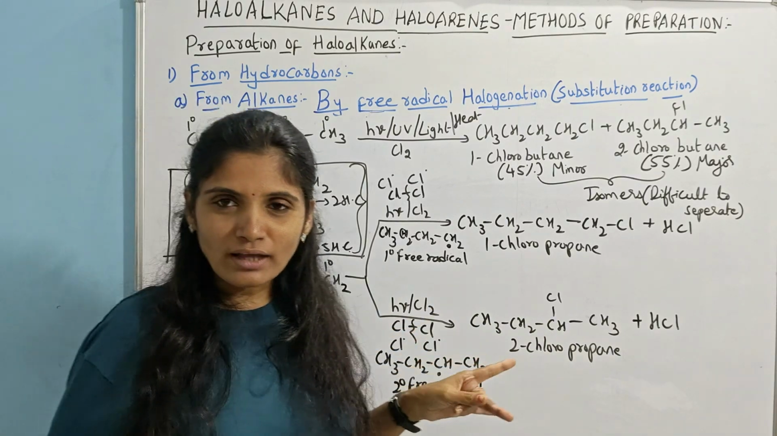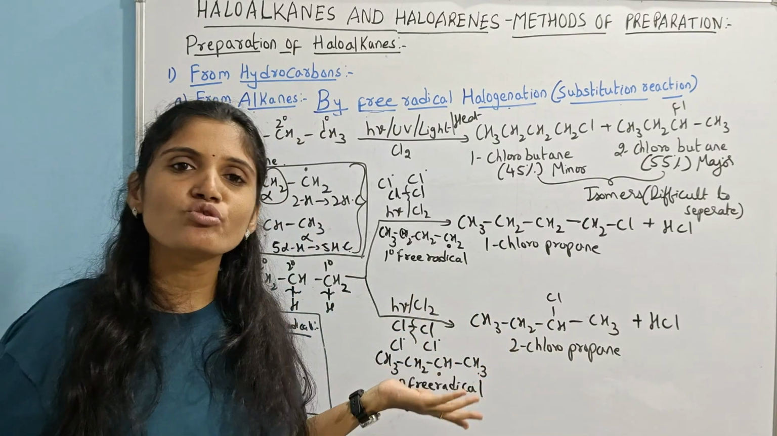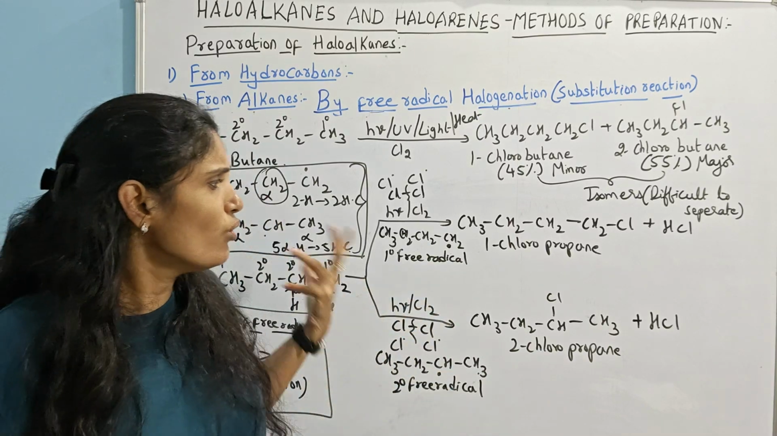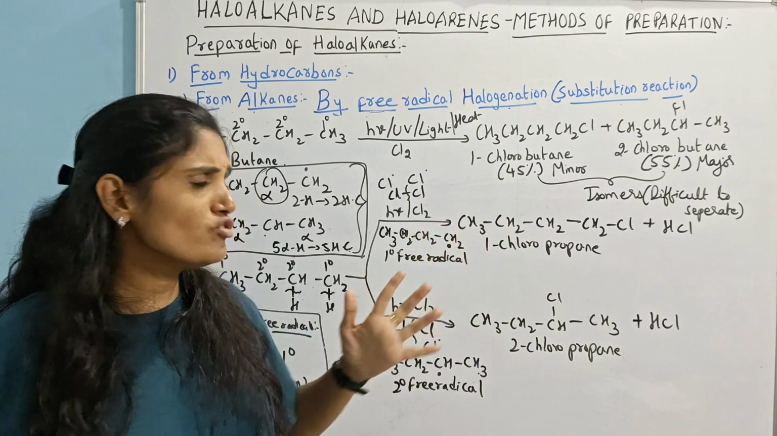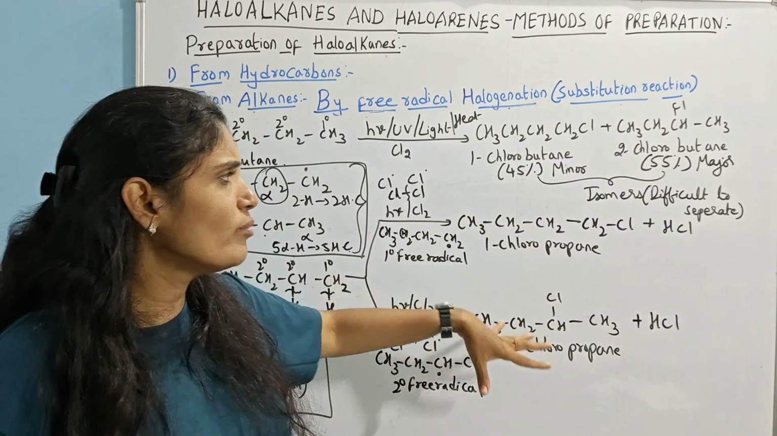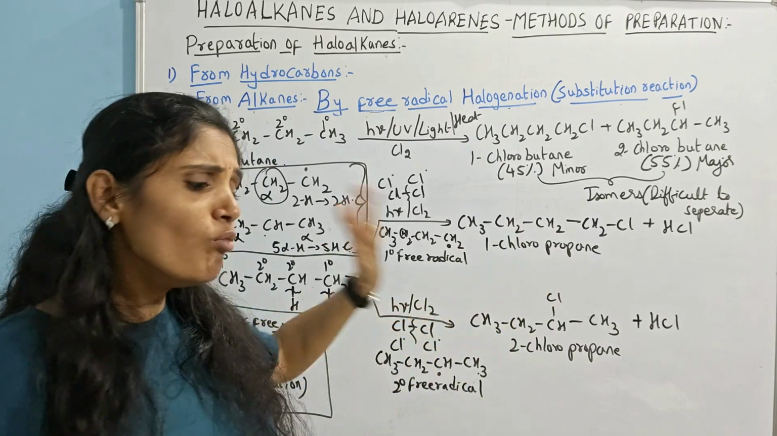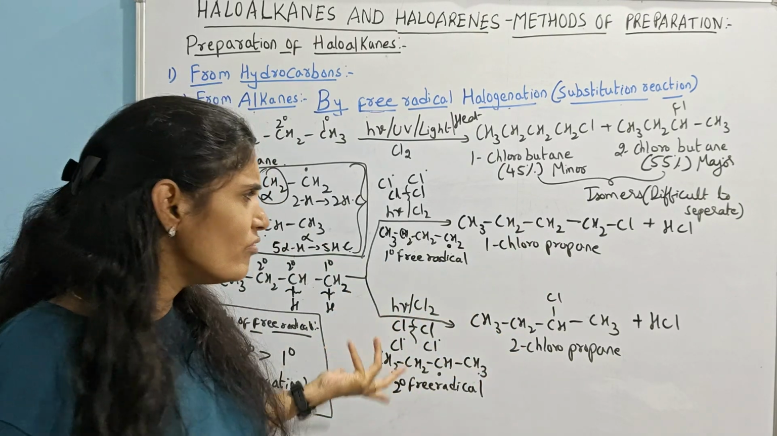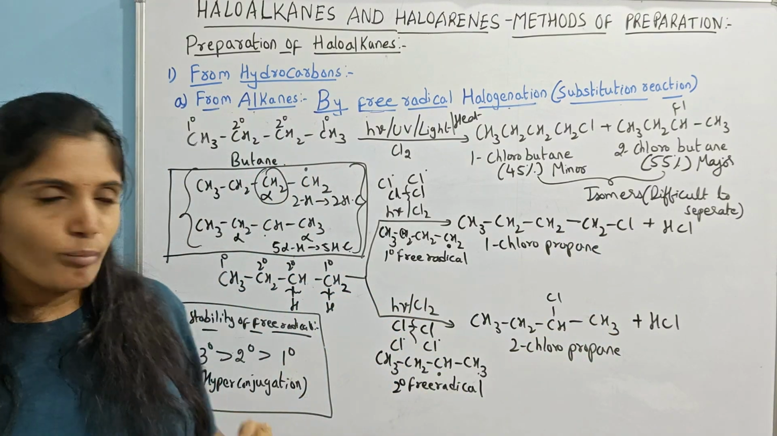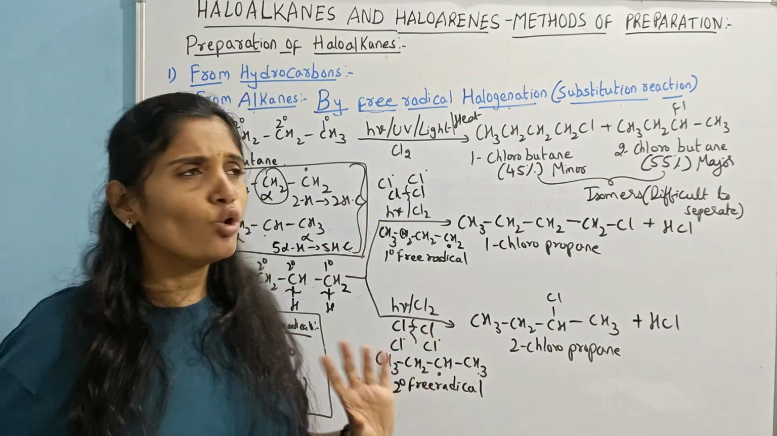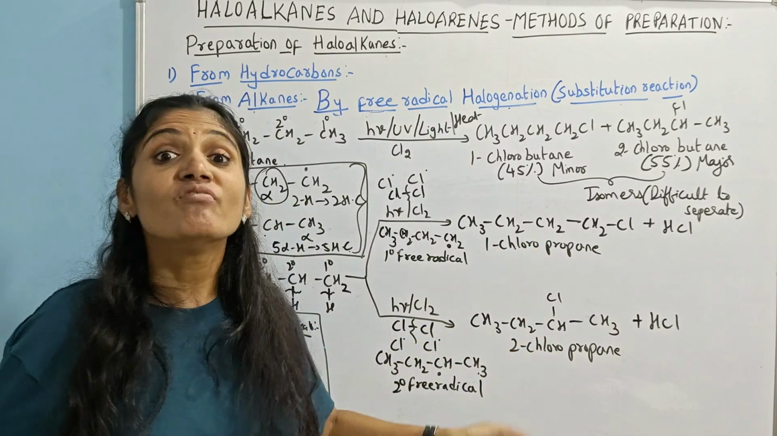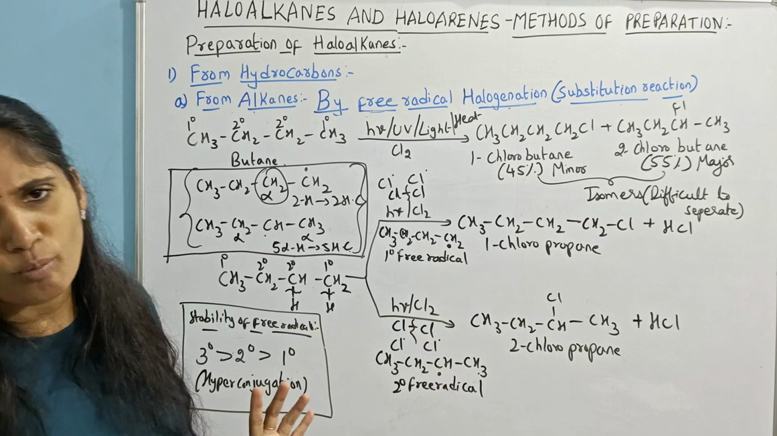As I showed you in methane, did it stop at CH2Cl2? No. Did it stop at CHCl3? No. There is no guarantee that the reaction stops here. It can go further also, but these are the major products we get. If you give more availability of chlorine, it is obvious that the reaction will not stop here. It will propagate further. But with the normal availability of chlorine, these two will be the major products which can be isolated properly.